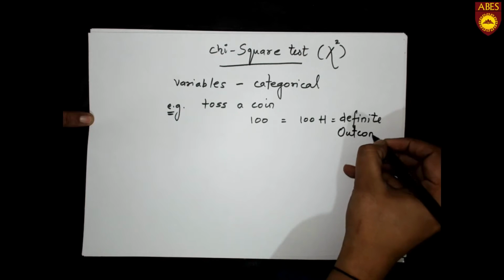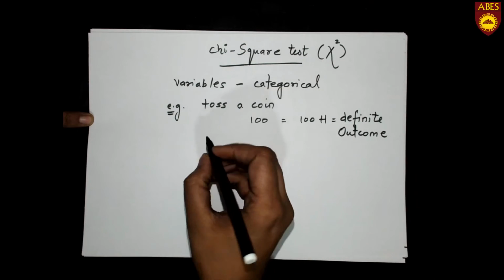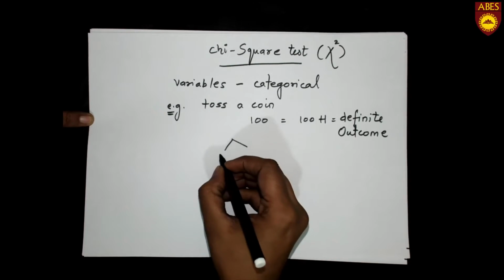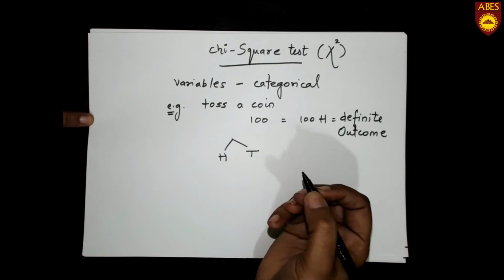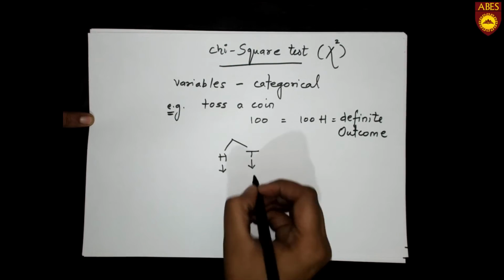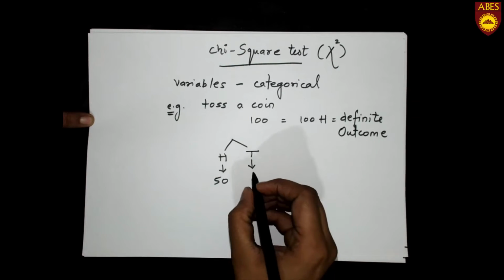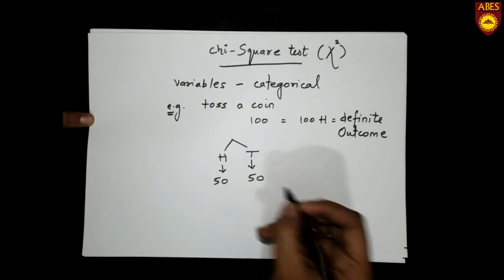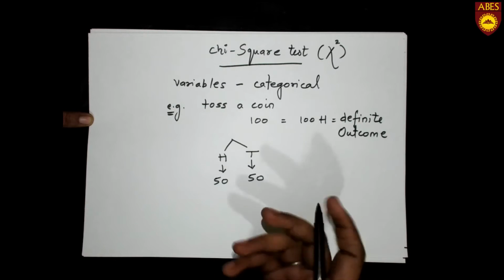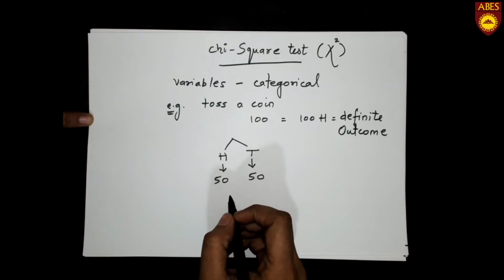But every time this is not the case. When tossing a coin, I have two options: one is head and another one is tail. So I take its value that it can be 50 times head and 50 times tail. That means I'm not definite about my outcome value.